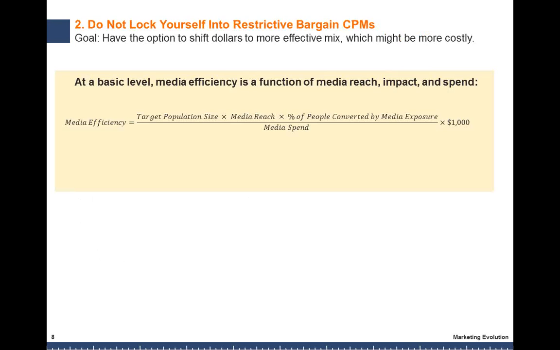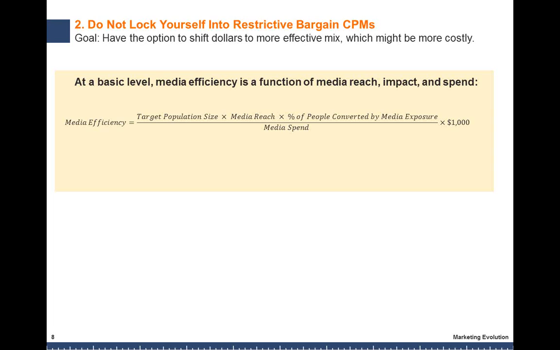The second core tenet for improving flexibility is this idea of not locking yourself into restrictive CPMs. So the goal, during the campaign, is not necessarily to cancel media just for the sake of getting out of media. The goal is to put your marketing dollars in the media buckets and the targets that are most efficient. And when we talk about efficiency, media efficiency is really just 3 components. It's media reach, it's the impact, or the % of people you convert, and the cost.